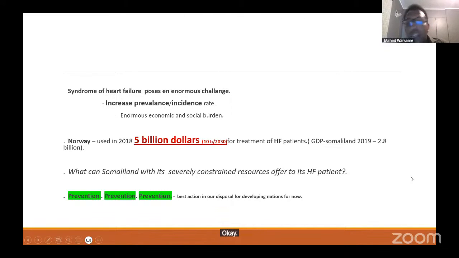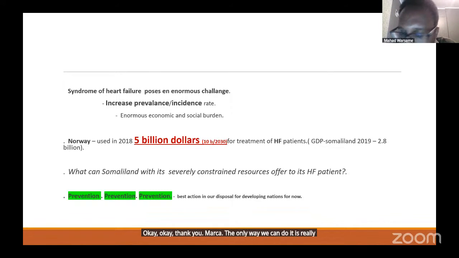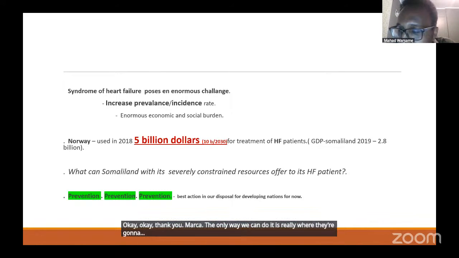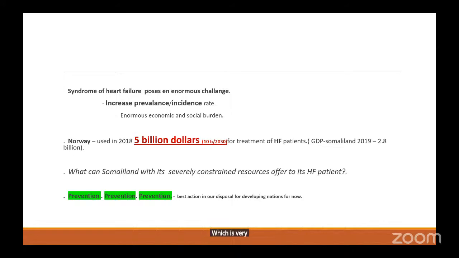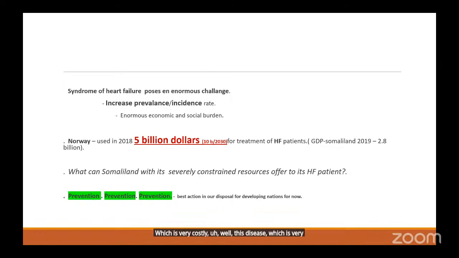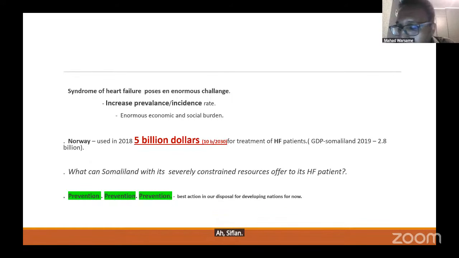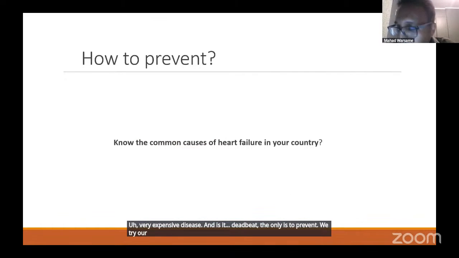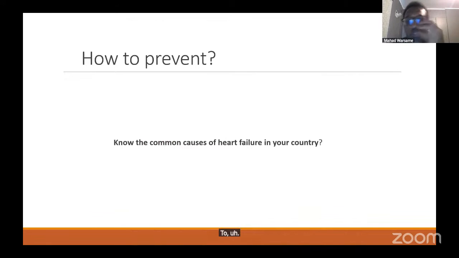The only way we can do is really to prevent this disease, which is very costly. This disease is very expensive. Dr. Mahad, very expensive disease, and it is deadly. The only way is to prevent. We try our best, and that's what the SAHA group are doing, to prevent those deadly cardiovascular diseases.